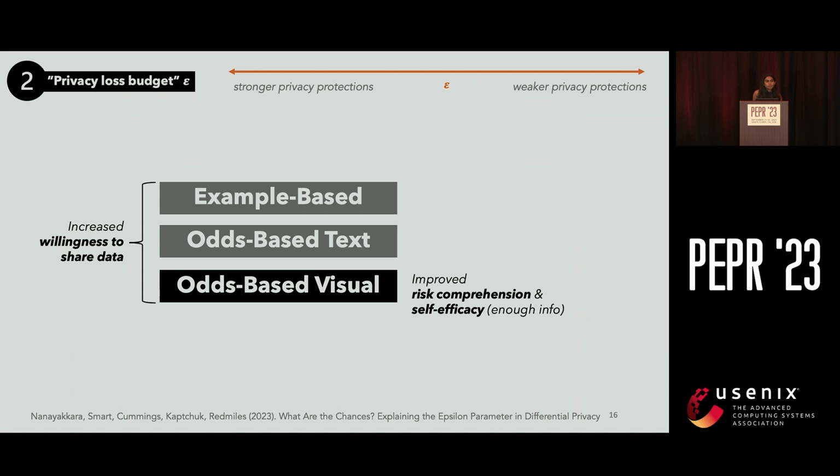In this study, we developed and evaluated 3 portable explanation methods drawing on best practices from risk communication and usability. And interestingly, we found that all 3 methods increased willingness to share data compared to an explanation of DP that did not include any epsilon information. We conducted a survey where we showed these explanations to over 900 people, and we found that the odds-based visual method, so the third one, was the most effective since it increases risk comprehension and feelings of having enough information to make a data sharing decision. So I'm going to focus on this one.